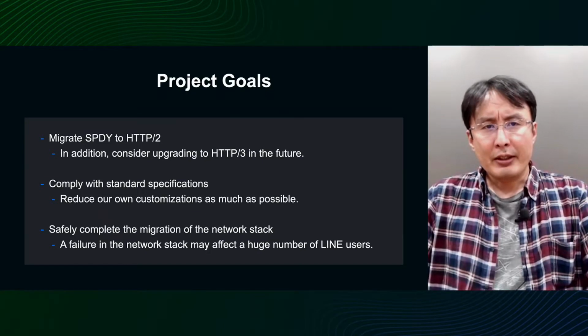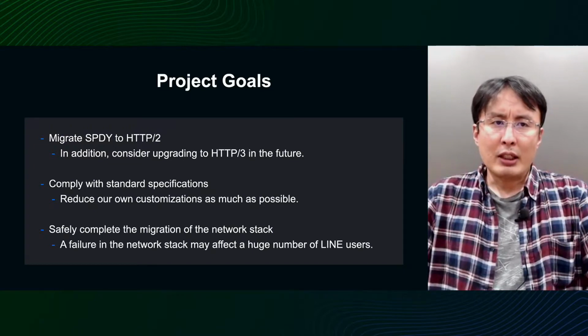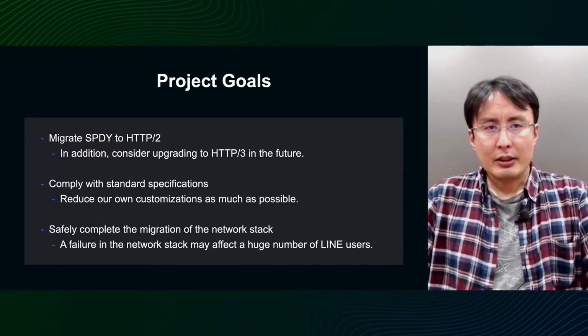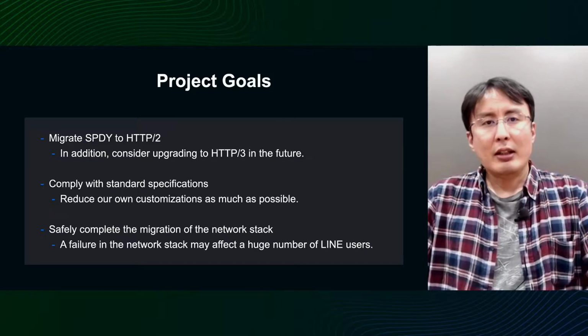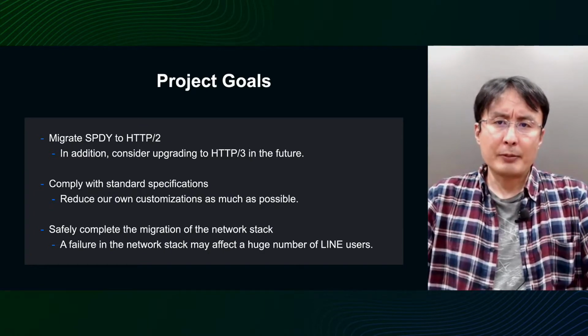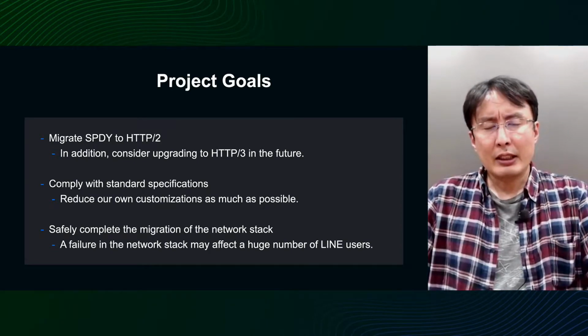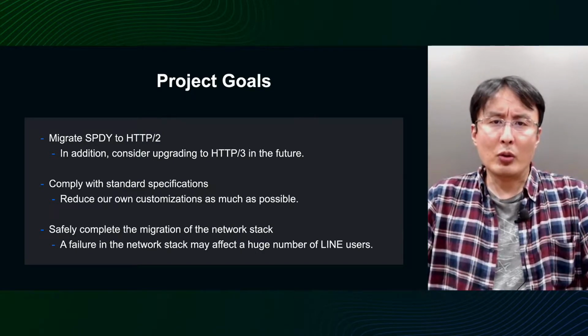To solve these problems, we started a project to revamp the network stack of the LINE app. The goals of the project are threefold. The first is to migrate the protocol used by the LINE app from SPDY to HTTP2. And although this wasn't an immediate goal of this project, upgrading to HTTP3 in the future was also considered.